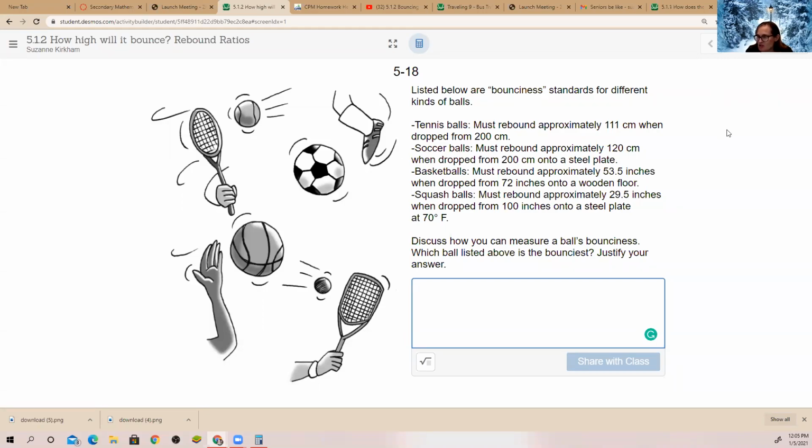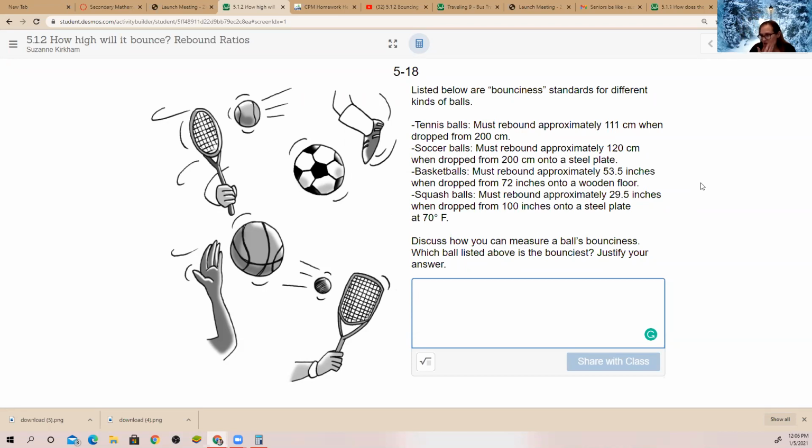Tennis balls must rebound approximately 110 centimeters when dropped from 200 centimeters. Soccer balls must rebound approximately 120 centimeters when dropped from 200 centimeters onto a steel plate. Basketballs must rebound 53.5 inches when dropped from 72 inches onto a wooden floor. Squash balls must rebound approximately 29.5 inches when dropped from 100 inches onto a steel plate at 70 degrees Fahrenheit.